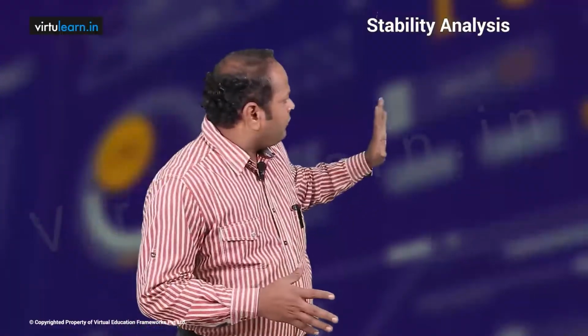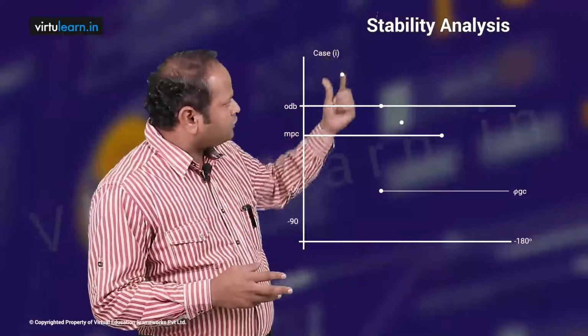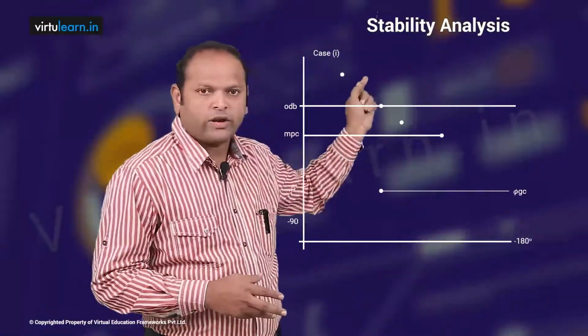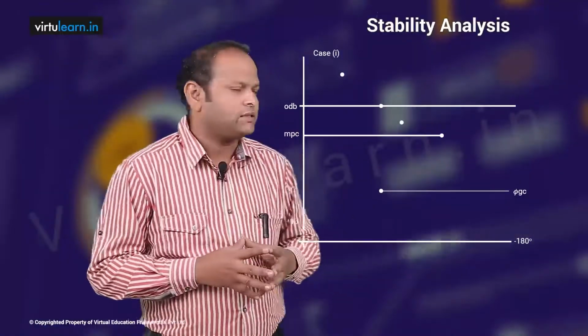Having seen the Bode diagrams of all the problems, let us summarize the stability analysis in the Bode plot. Now, one typical system has a magnitude and phase plot like this. In the magnitude plot, the reference line is 0 dB. In the phase plot, the reference line is minus 180 degrees.